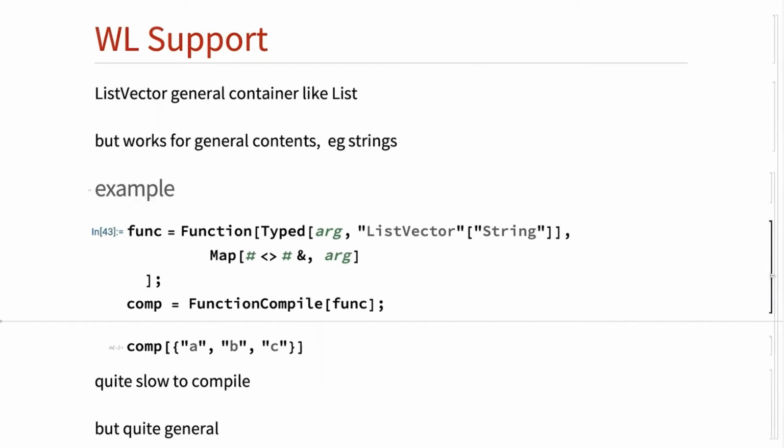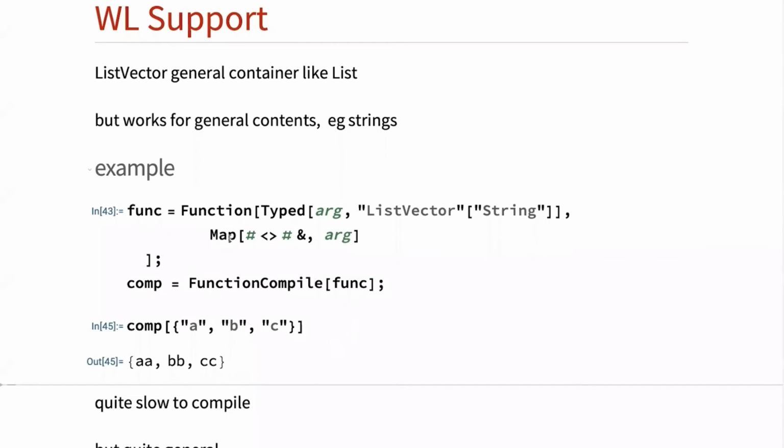And so here I've got a function where I'm mapping over a list array, and it takes a little bit of time. The compiler is quite slow to execute, but the code it generates is quite fast. And when this comes back, there we go. It's very general, so I'm able to do maps and things over lists and such like.